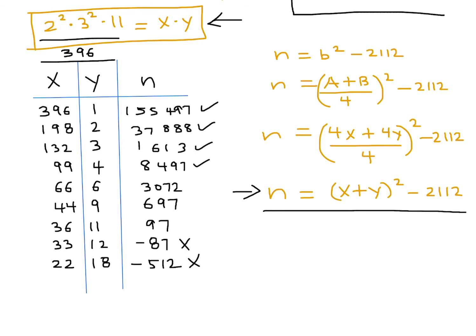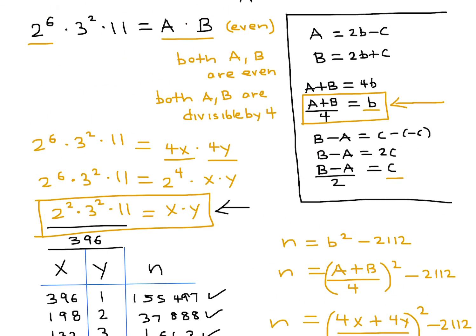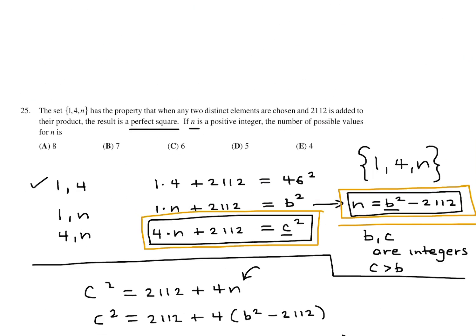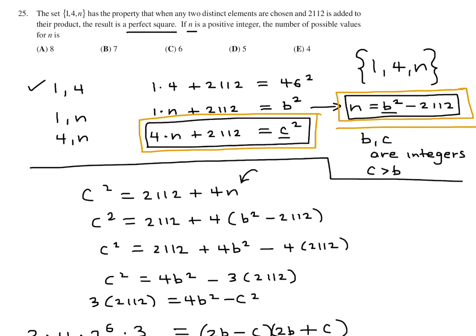So how many did we get? We got 1, 2, 3, 4, 5, 6, 7. 7 values of n that are positive. So going back to the beginning, if n is a positive integer, the number of possible values for n is 7. So therefore, number 25, the answer is B.